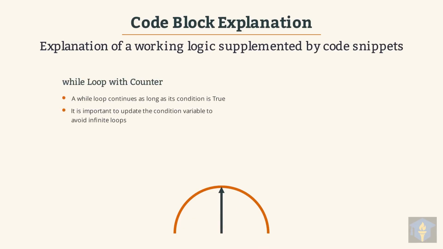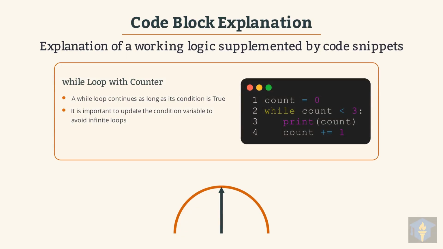Next, let's look at a while loop, which uses a counter to control its execution. A while loop runs as long as its condition remains true, so remember to update the condition variable to prevent infinite loops. This while loop prints the count variable, incrementing it in each iteration until it reaches 3.